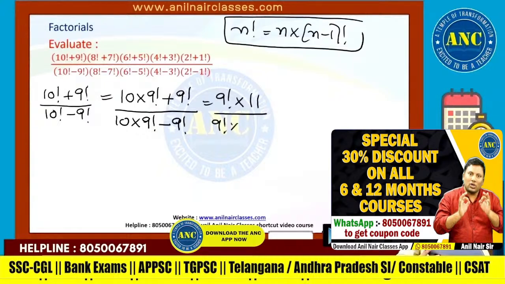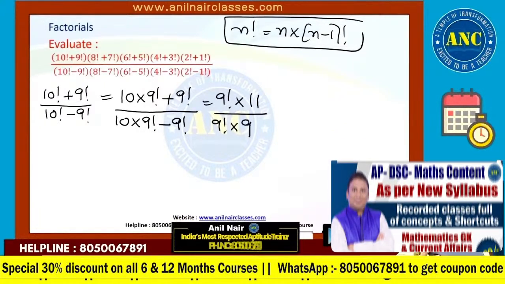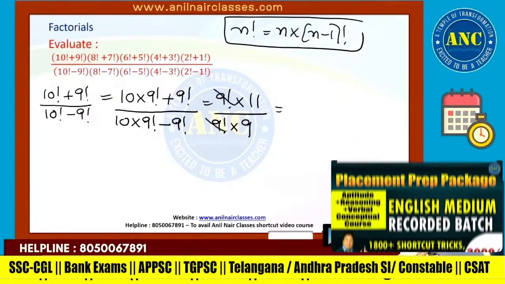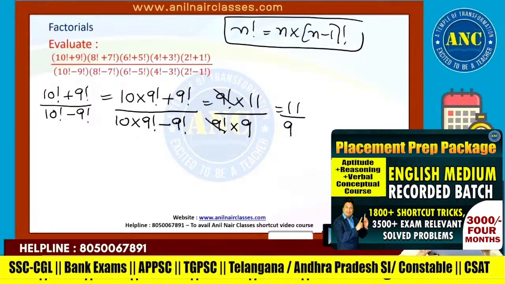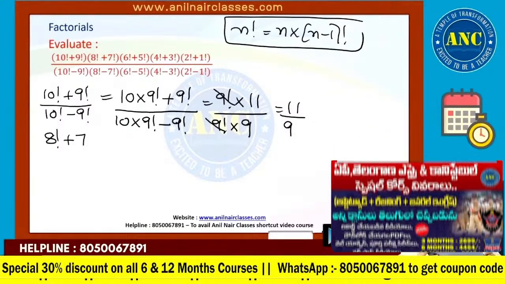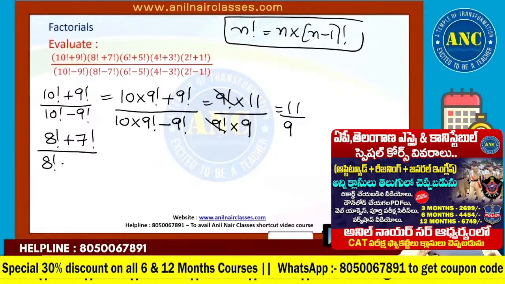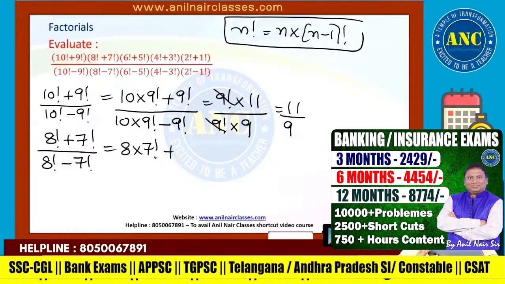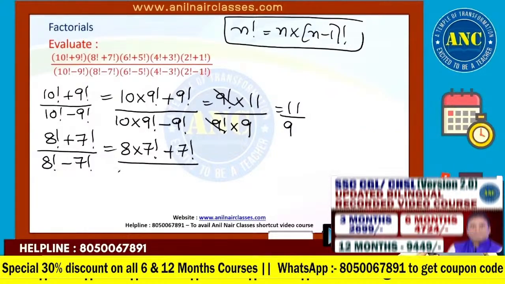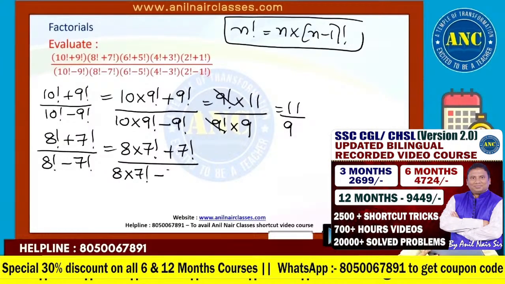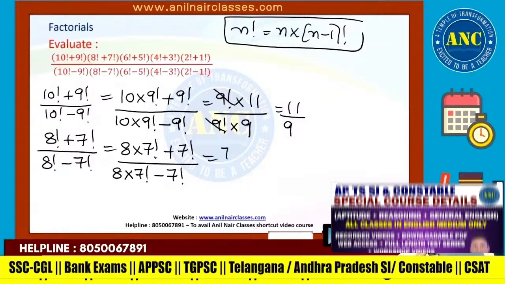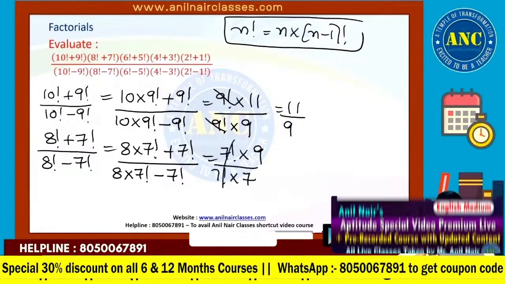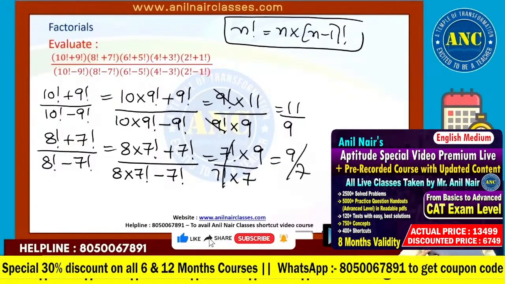9 factorial common, 10 minus 1 is 9. 9 factorial it is over. So the value is 11 by 9. Similarly, 8 factorial plus 7 factorial by 8 factorial minus 7 factorial. N factorial is n into n minus 1 factorial. 8 factorial is 8 into 7 factorial plus 7 factorial over 8 into 7 factorial minus 7 factorial, which is 7 factorial into 9 by 7 factorial into 7, which is 9 by 7.